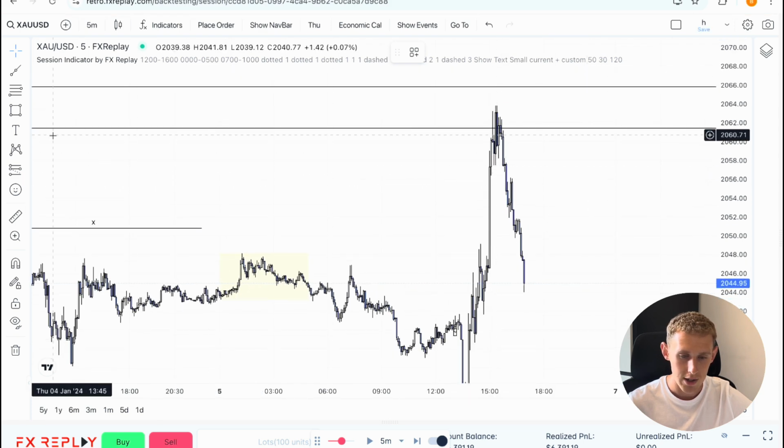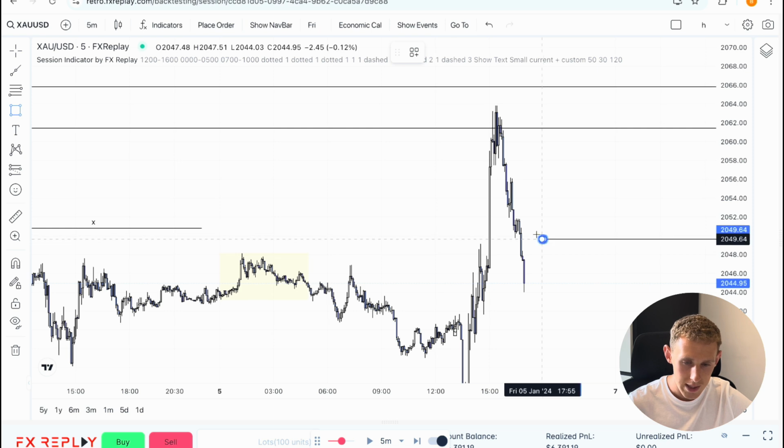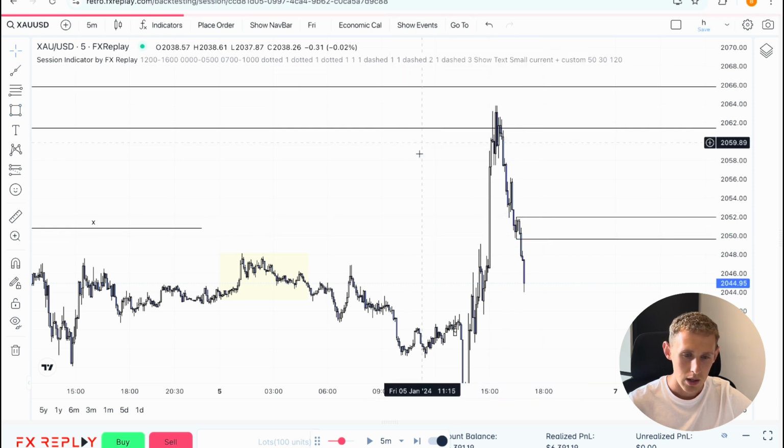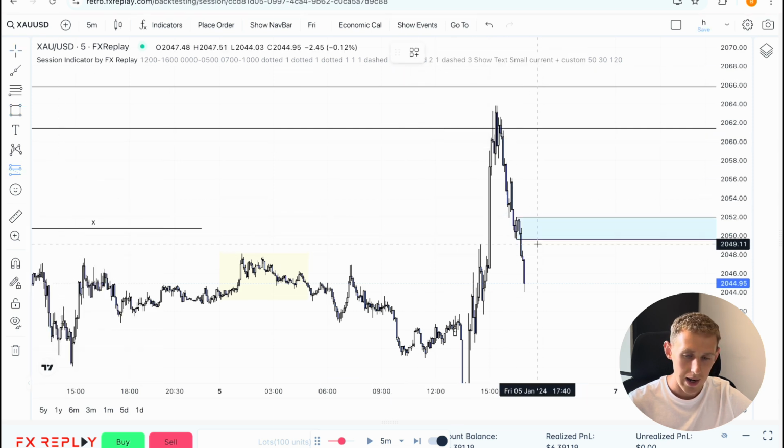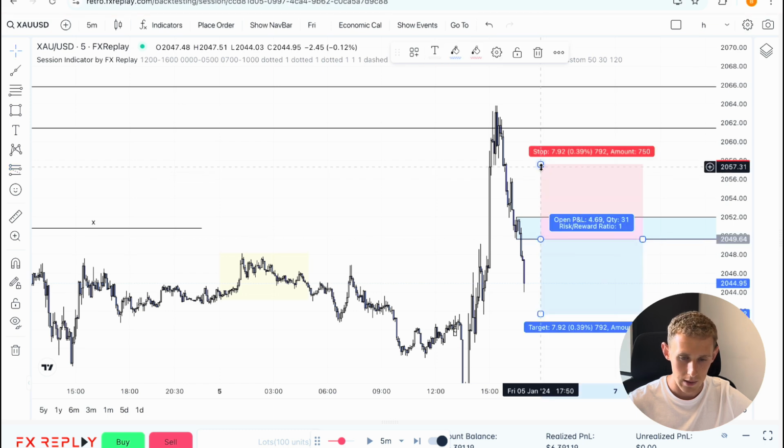Price gave us a change of character just here. We've got this area of imbalanced supply. This is a valid trade. I'm going to enter this if price can pull back.